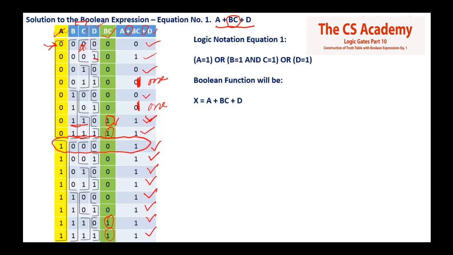So now you can see the logic notation for equation 1. Now here I will be considering that A equals 1, or B equals 1 and C equals 1, because we have done this BC, or D equals 1. So now the whole equation is done by using logic notations, right? So now the Boolean function will be X equals A plus BC plus D. So you can see this is the output of the 4 inputs.